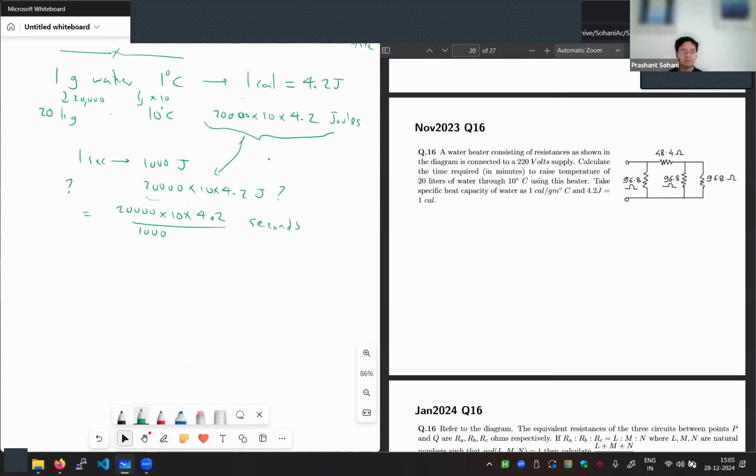Okay, and now we can just simplify that. I think we are going to get 840 seconds, which is 14 minutes. So the answer is 14 because they have asked the time required in minutes.